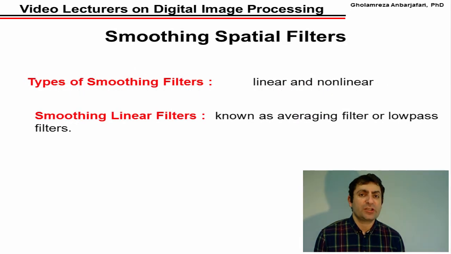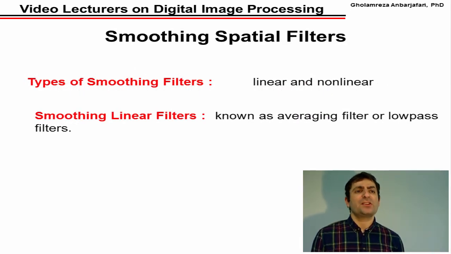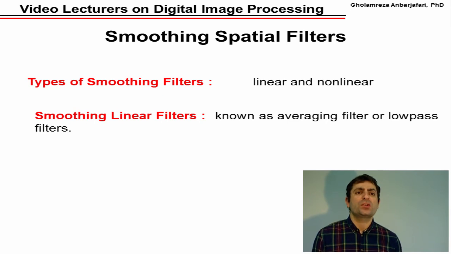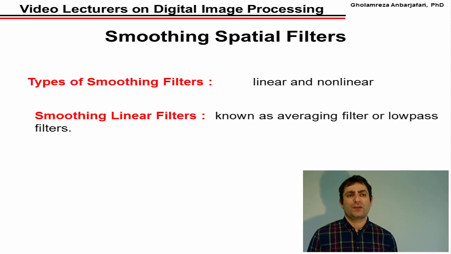The next operation that we will talk about in spatial domain image enhancement is smoothing spatial filters. Smoothing filters are used for noise reduction and blurring operation. Blurring can be used as a pre-processing step for other image processing operations. There are two main types of smoothing filters: smoothing linear filters and smoothing nonlinear filters.